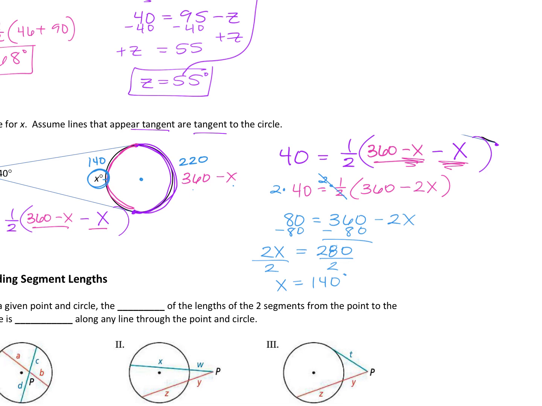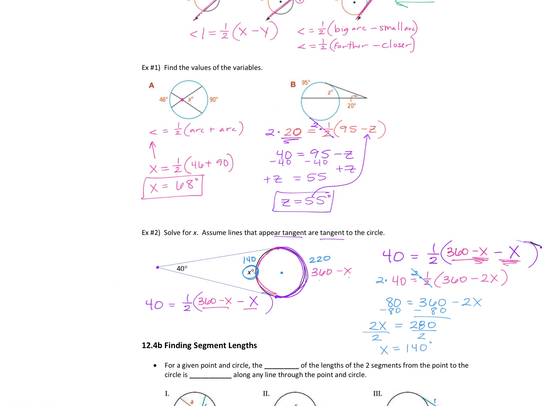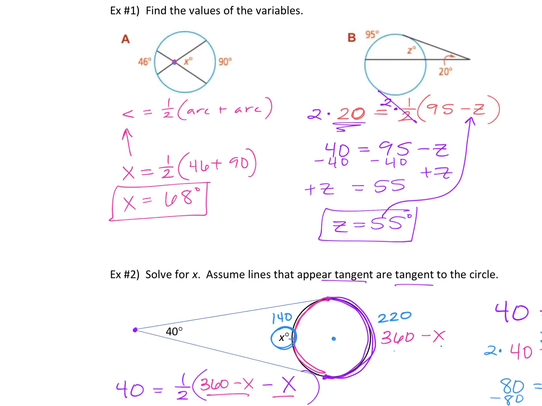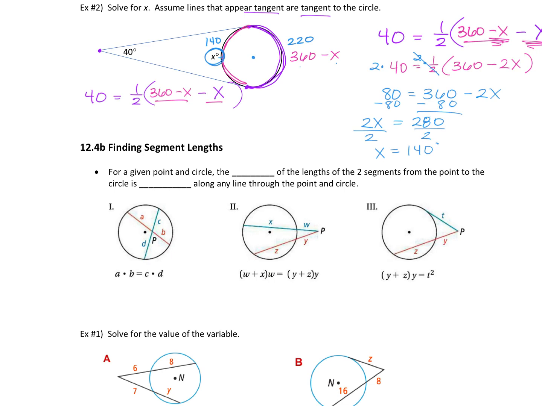Questions on that? Wait, for example A, how is that not like the inscribed angle? Because couldn't x be 45 then? No, the inscribed angle has to be on the circle. So your vertex would be here, right? If it was there, that would be 45. But when it's inside the circle, then you have to do half of the sum of your arcs. This is why this part gets really tricky, because you've seen a lot of different types of angles, right? You've seen on the circle, you've seen inside, you've seen outside. It just gets a little involved.